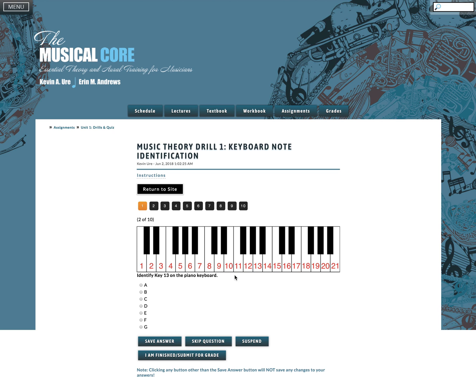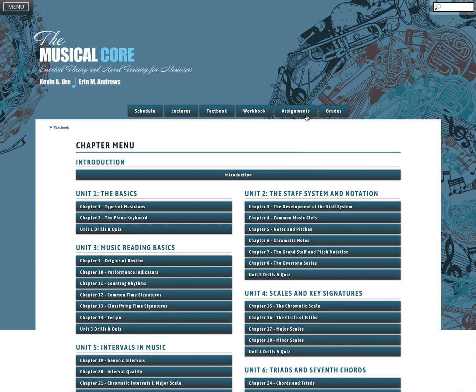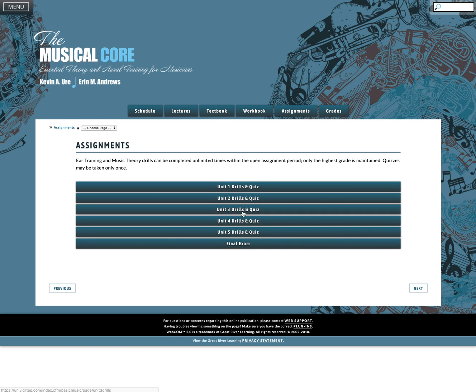Do one more. Identify key number 13. Key number 13, it's right in between these two black keys. I know this is F, F, G, A. So 13 is A. So that is music theory drill number 1. Let's go on, oops, textbook. Let's go on to music theory drill number 2.